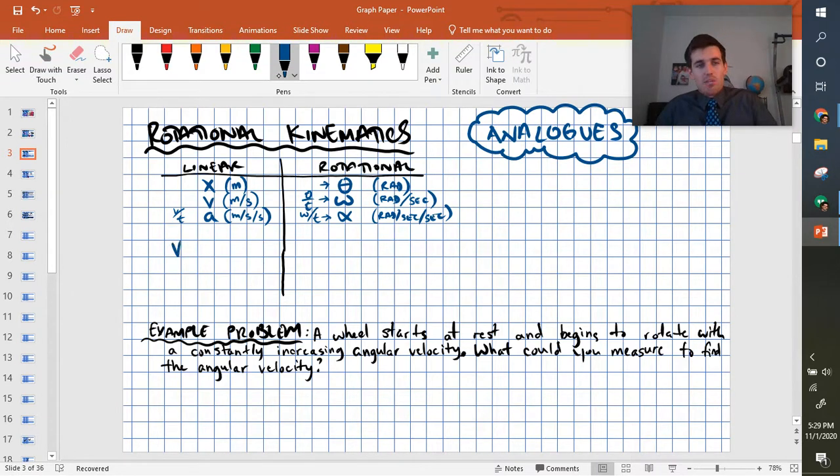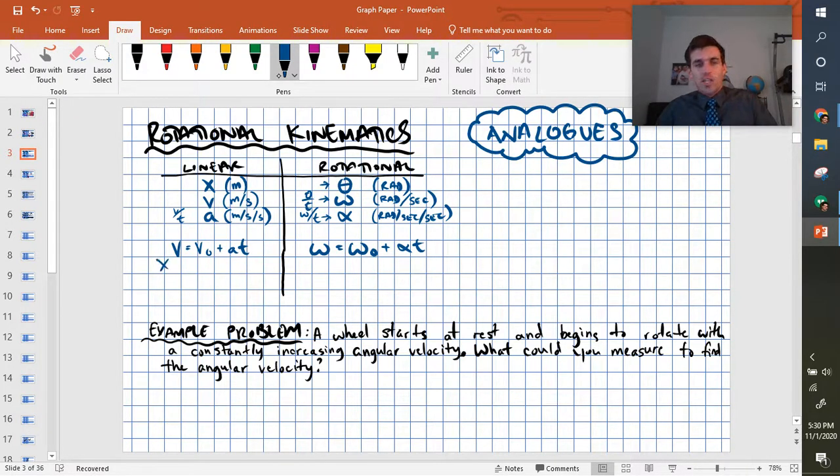The first rotational motion equation that you guys have on your formula sheet is v equals v naught plus at. The rotational version is just going to replace all of the linear terms with their rotational analogs. So v will become omega, v naught will become omega naught, and then a will become fish, and then t stays the same because t is not linear or rotational, time's just time.